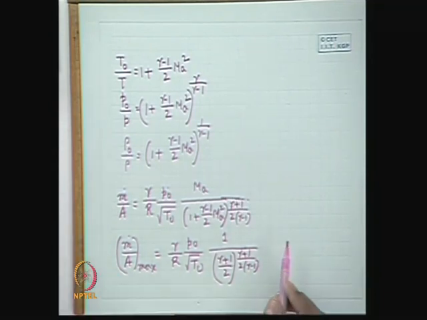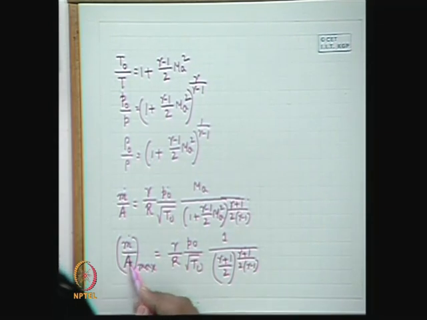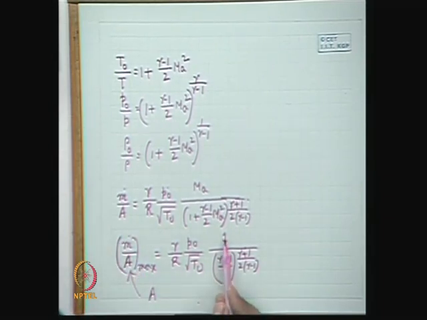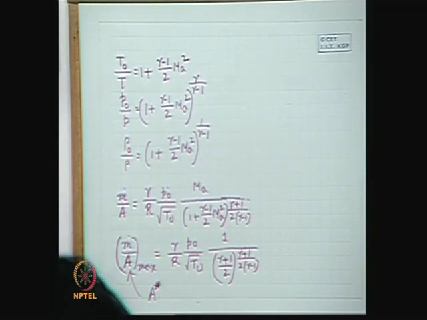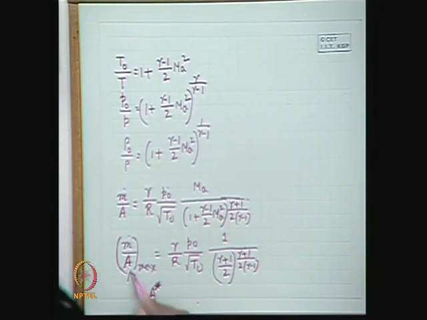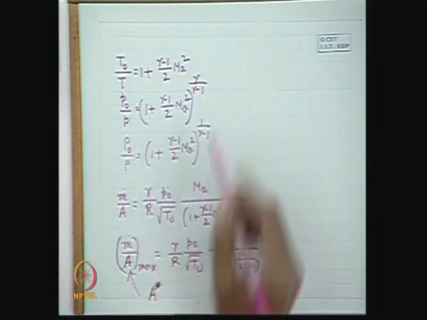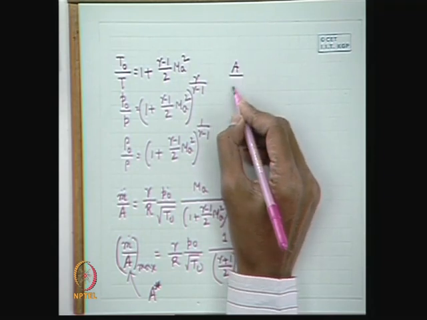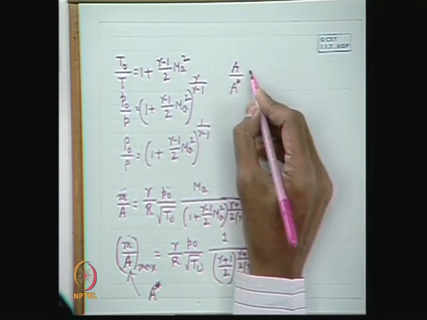Now, at the same time, we know that m dot by A maximum occurs at the area where the Mach number is equal to 1. That means the sonic condition, where the flow velocity becomes the velocity of sound. Those properties at that condition are denoted with an asterisk as the superscript, or star, so we say A star. That means in that case, A becomes A star. So if we put A equal to A star and divide this with m dot by A, we get an area ratio A by A star, which is very important.